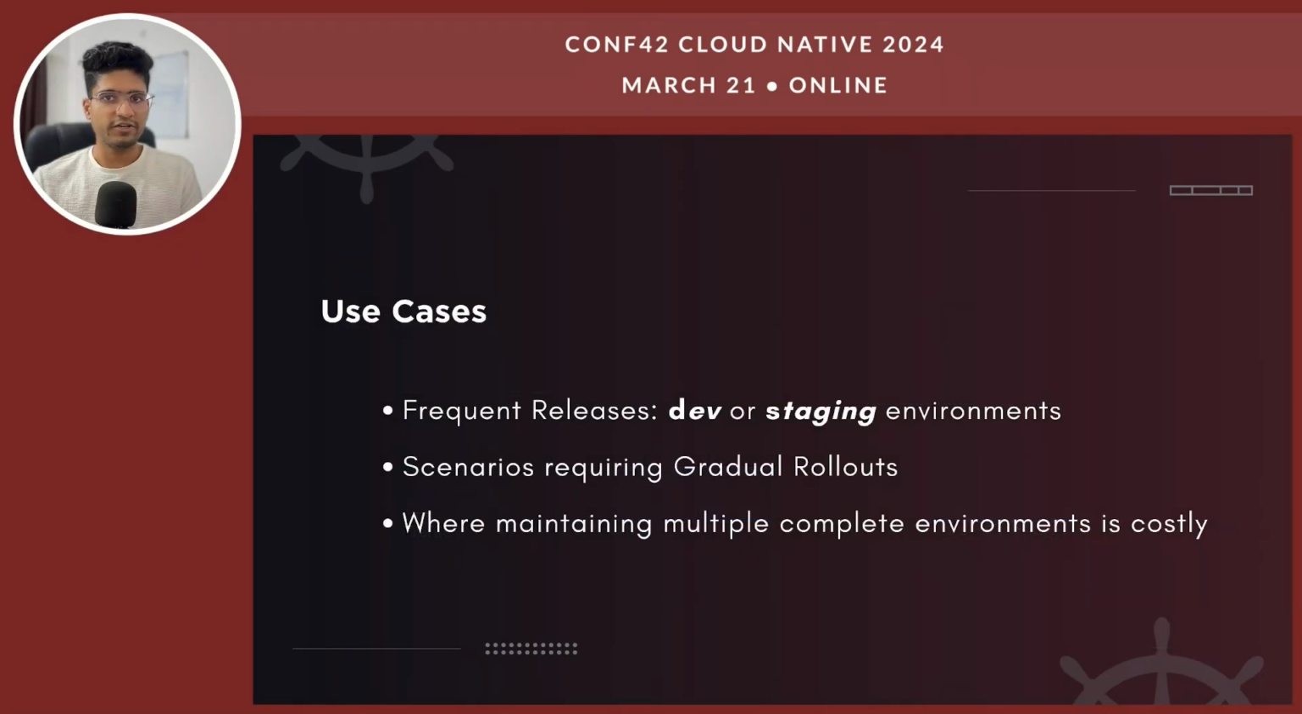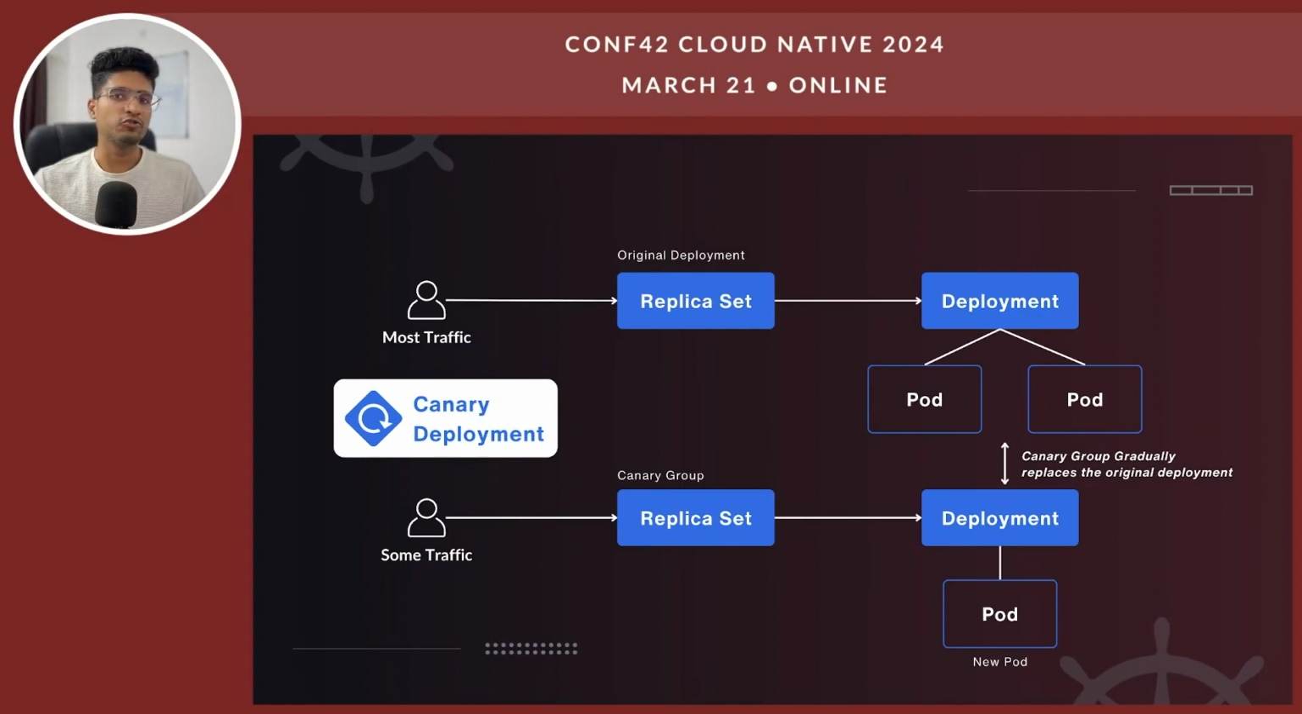So here are the different use cases for the rolling deployment strategy. This is a really good strategy for your dev environment or your staging environment. It is also a good strategy if your application requires a gradual rollout process. And it is also resource efficient because it will not maintain multiple deployment states of your application. It will gradually roll out the new release. So it is also resource efficient. So now let's jump into some of the more complex deployment strategies.